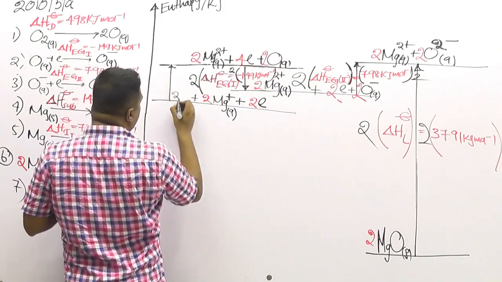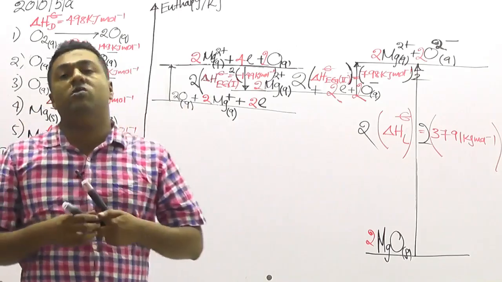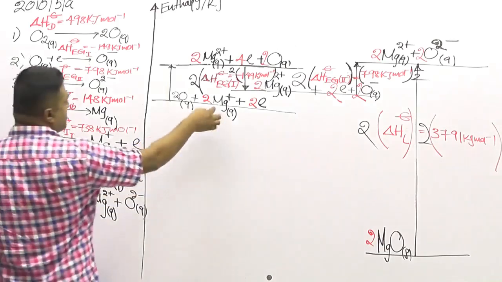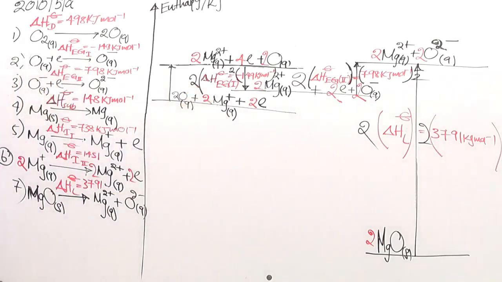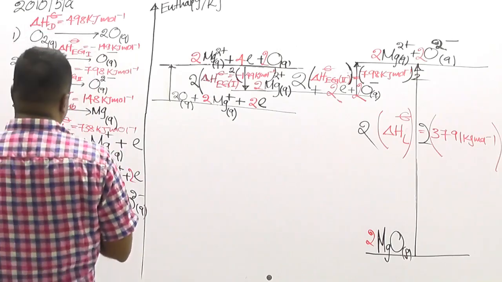You write 2 oxygen gas here. So our enthalpy is what? In the sixth balanced chemical equation, it is 1451 kilojoules per mole, right?